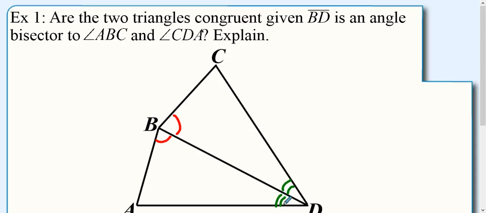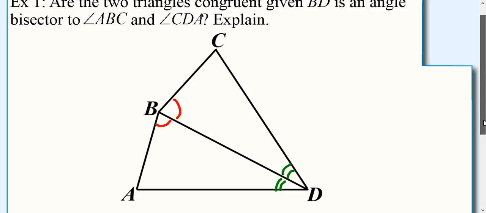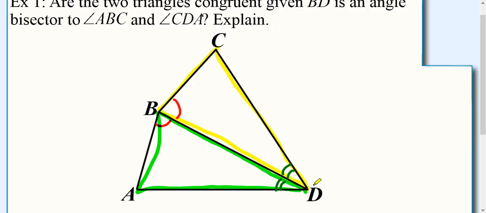All of those, side-side-side, side-angle-side, all of them require three. They're all three letters long. So we need one more thing. Can we get one more thing from the picture? So we're trying to prove this triangle is congruent to that triangle.